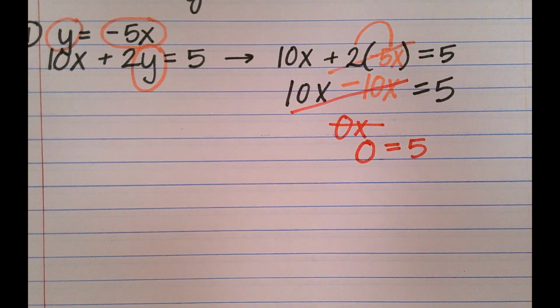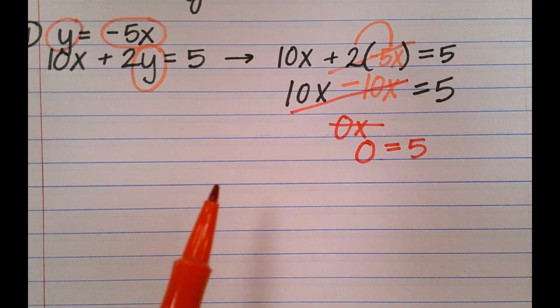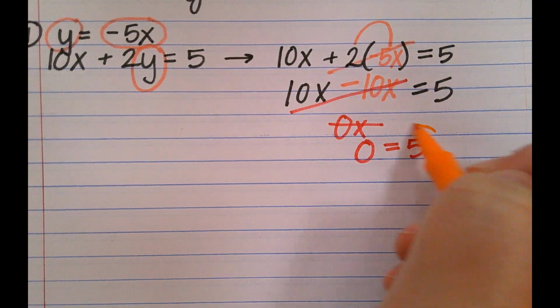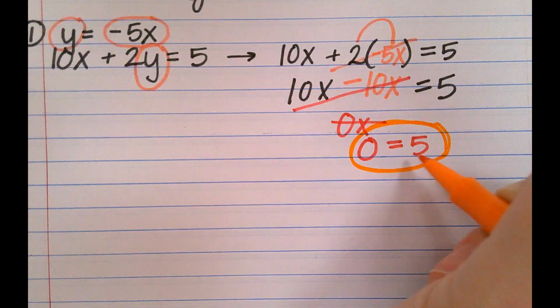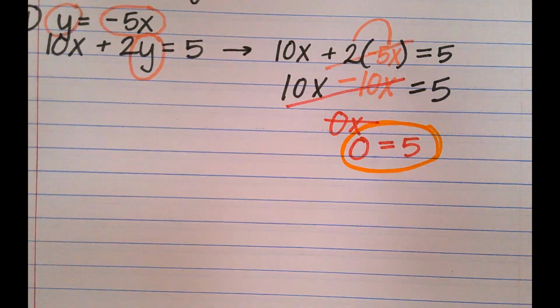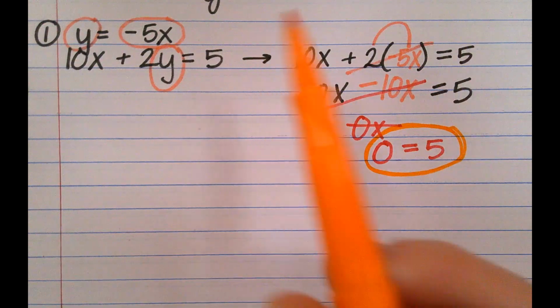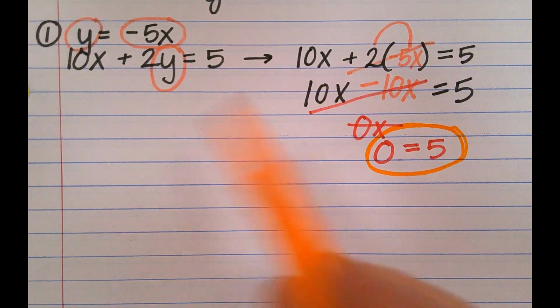No. 0 is not equal to 5. So if we get a statement like this, this means it's not true. 0 is not equal to 5. So there is not going to be any number that I can plug in for x or for y that is going to make both equations true.